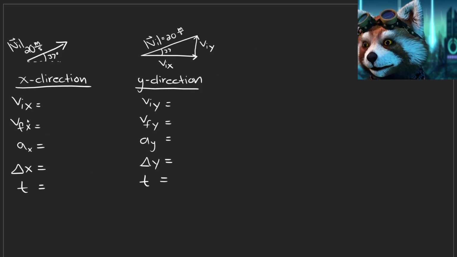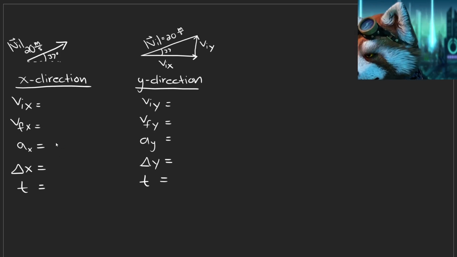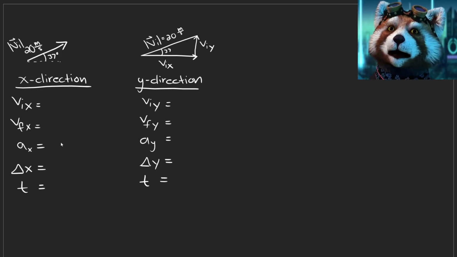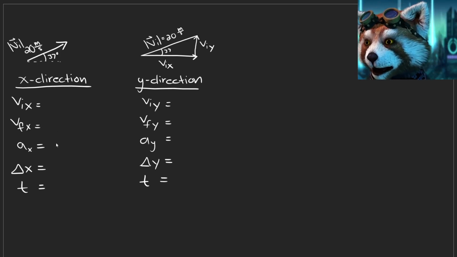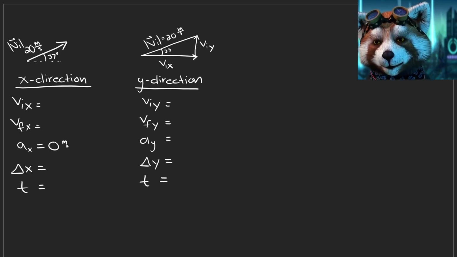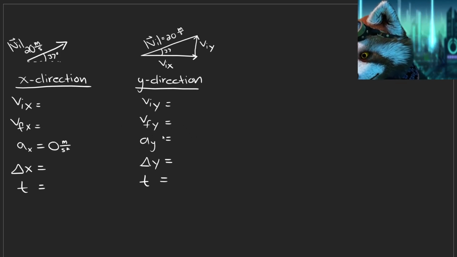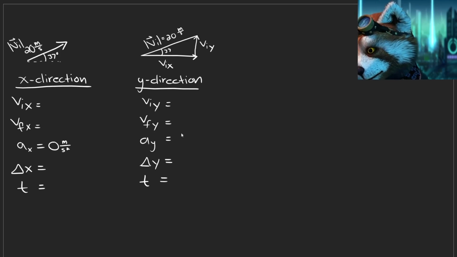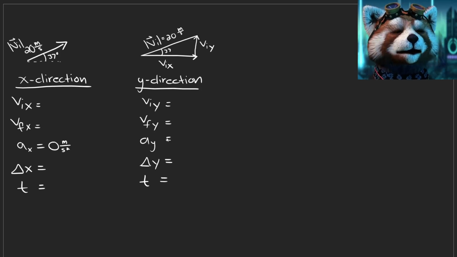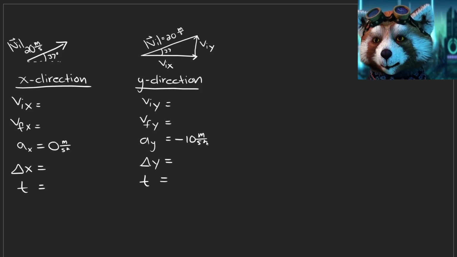Now, we can go ahead and start filling out some of this chart with things that we know. We know that there is no air resistance, so there is absolutely no acceleration in the horizontal direction. So that's going to be equal to 0 meters per second squared. We know that the acceleration in the vertical direction is pointing downwards, and that's the acceleration due to gravity, so it's going to be minus 10 meters per second squared.